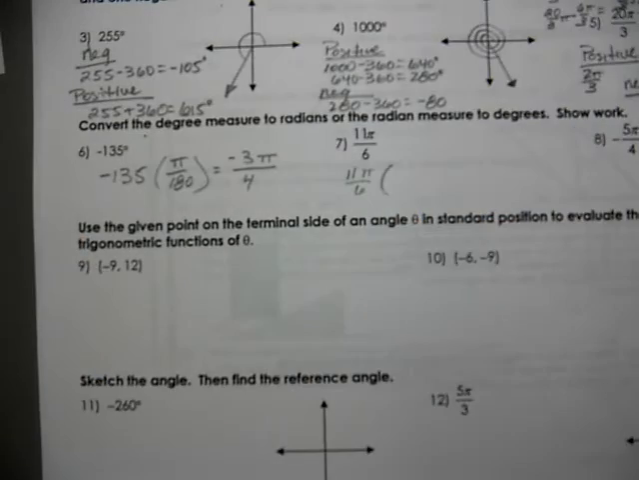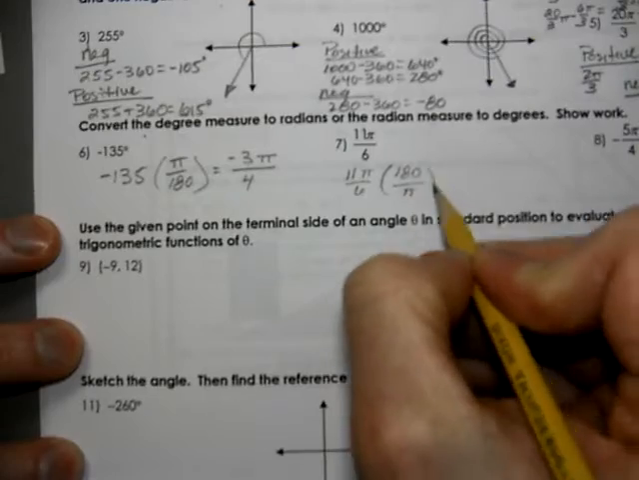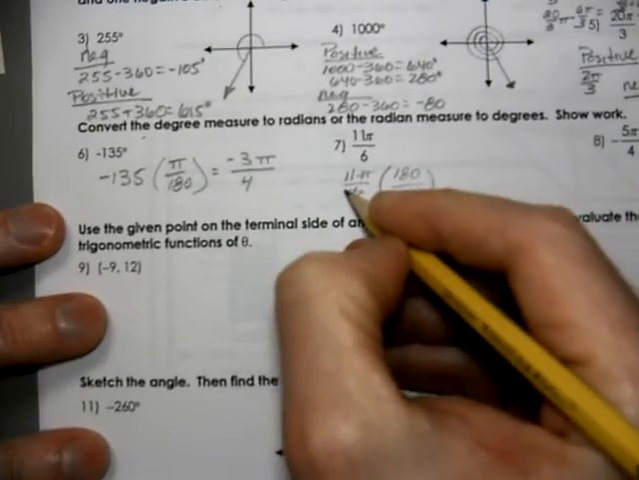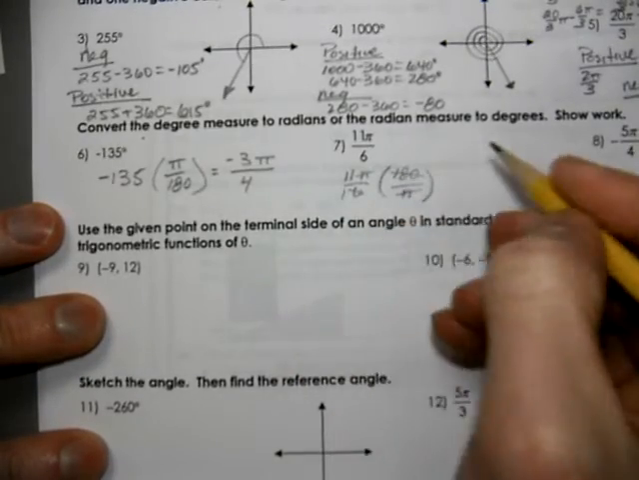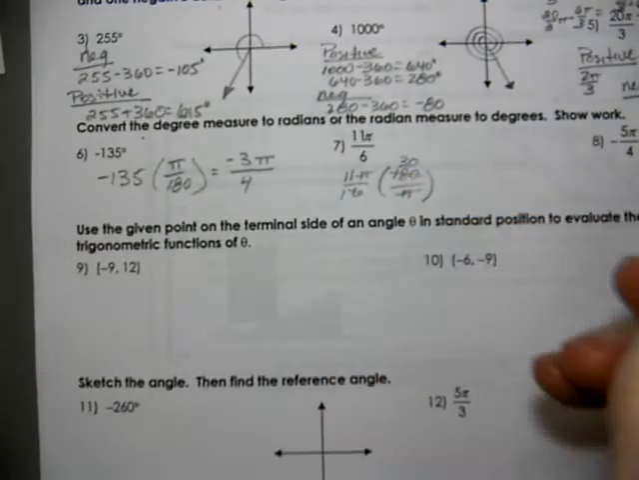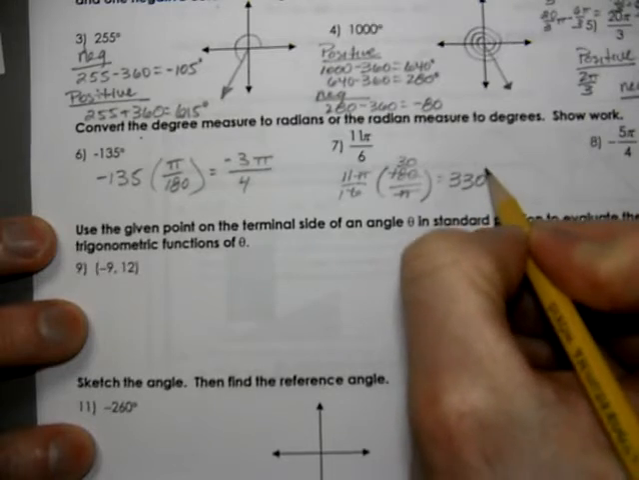To convert that to degrees, we're going to put the degrees on top and the radian on bottom. Cross that out. 6 goes into 6 once. 6 goes into 180 30 times. And when we multiply, we get 330 degrees.